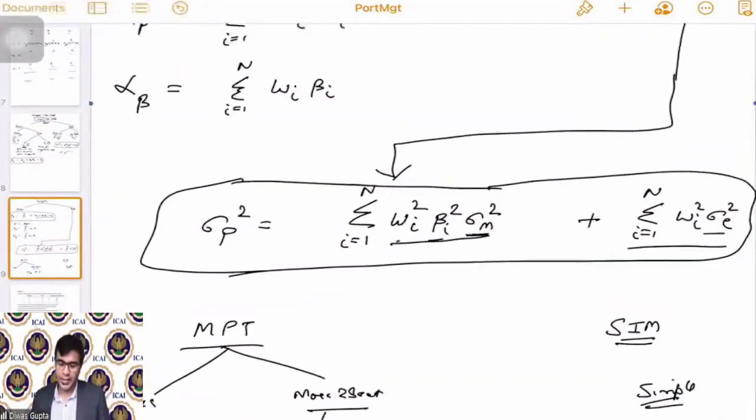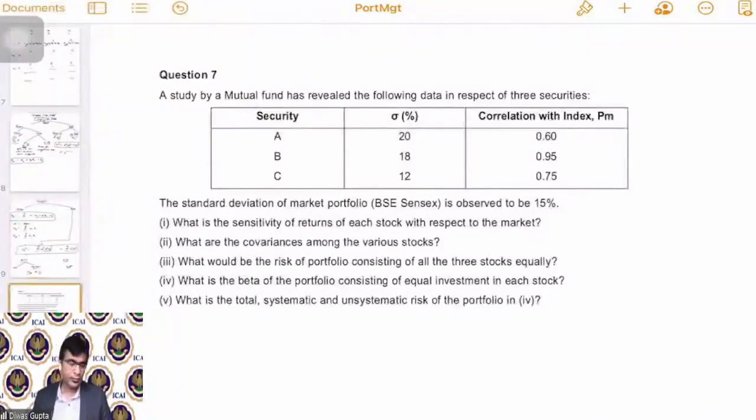Okay. Now let us move to question number 7. Now question number 7 says, very good question. It will revise all the concepts that we have done till now, all the formulas, all the calculations. So let's start. A study by a mutual fund has revealed the following data in respect of 3 securities. Till now, all the questions were on 2 securities. This is the first time that we are seeing a 3 securities question.